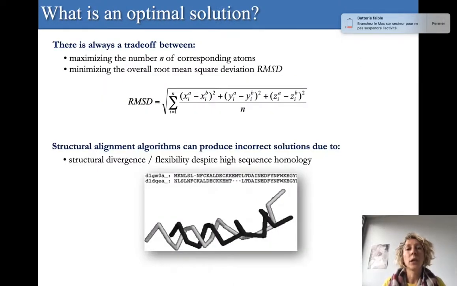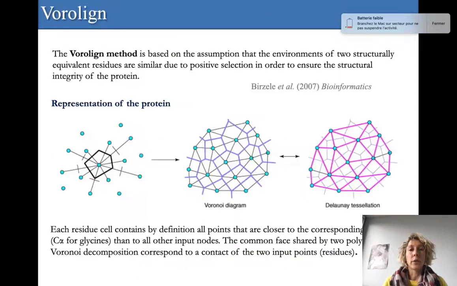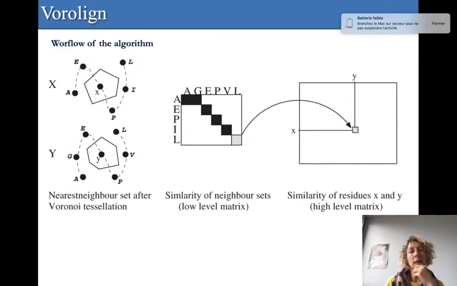An optimal solution, you want to minimize the RMSD obviously, but then it can be different. So this is the Voronoi method. So here what is used is Voronoi diagram and Delaunay tessellations. And so these types of representations are used for many things in protein structures, and in that case it works relatively well. So each residue cell contains by definition all points that are closer to the corresponding CB atom than all the other input nodes. And so you have this definition of contacts, and then you can just take each cell and look at its environment and compare the different environments, the neighbor sets.